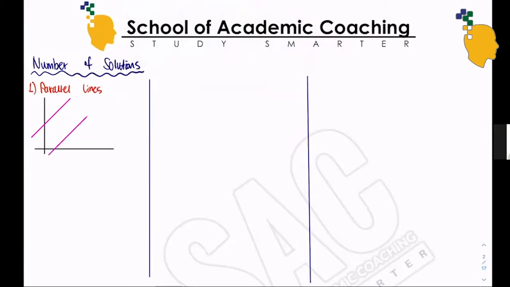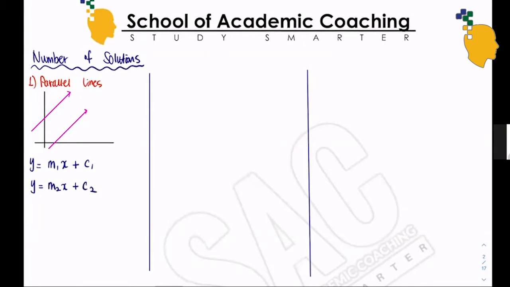So in equation form, we're gonna have y equals m1x plus c1, y equals m2x plus c2. So to have no solutions, gradients should be the same because they're parallel. So m1 equals m2, but the y-intercept should not be the same. So c1 is not equal to c2. So if you see two equations with same gradients and different y-intercepts, they're not gonna have any solutions.